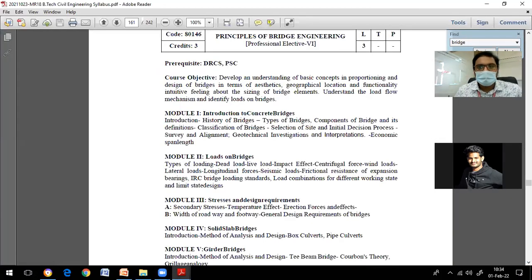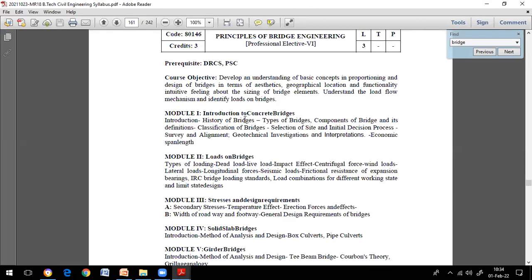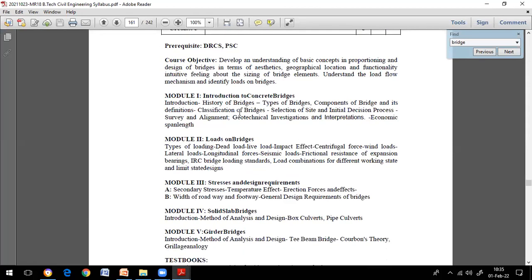Right, guys, this is our syllabus. If you see the first module, which is Introduction to Concrete Bridges, you have already gone through the introduction, history of bridges, types of bridges, components of a bridge and its definitions, classification of bridges, selection of site and initial discussion process, and how the survey and alignment is going to be done. Now I will show you the geotechnical investigations and interpretations and the economical span length of the bridge. Clear?